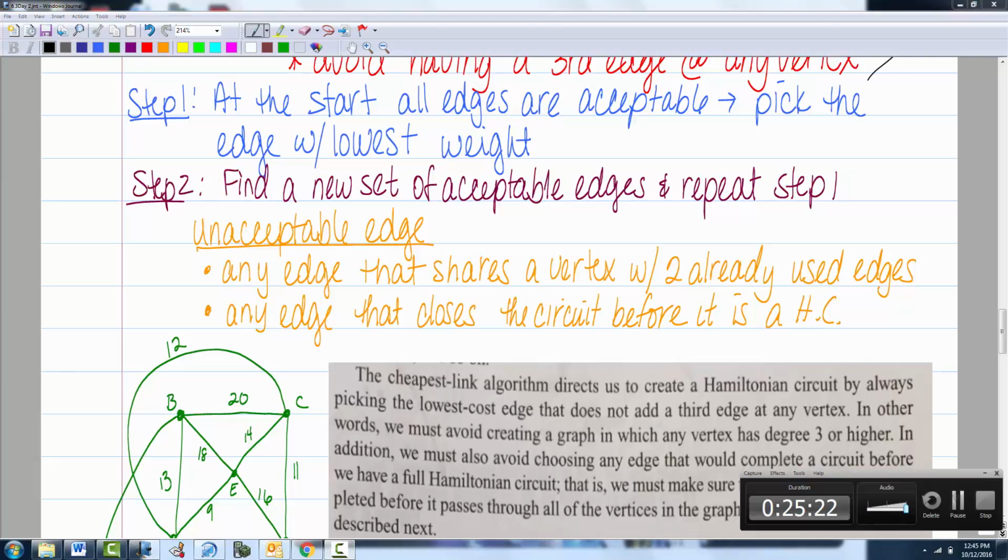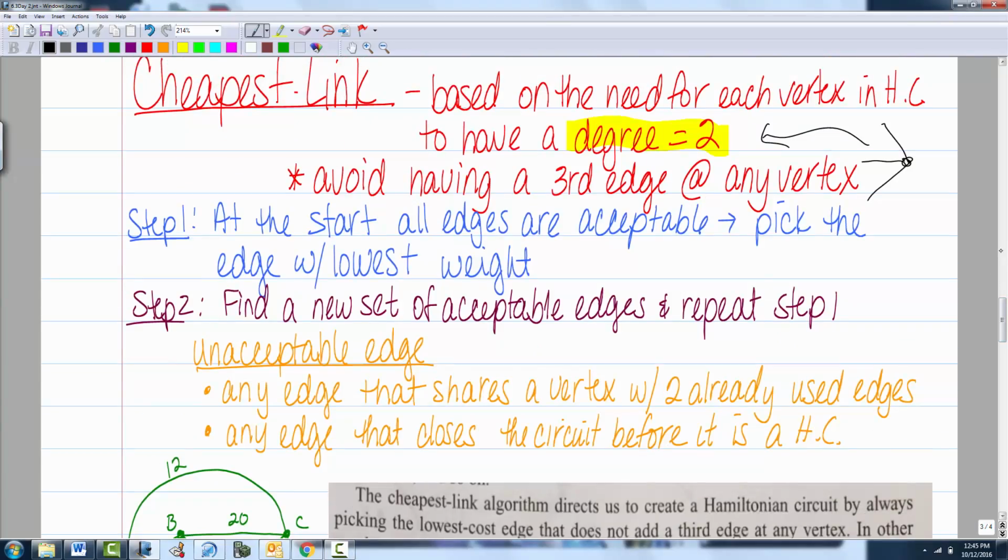So back to this. I think all the words I'm using right now, if you're just listening, this will make this a lot easier. Okay, so at the start, all edges are acceptable. So you have to select an edge. You have to connect something. The UPS driver has to go from this connection to this one. So the first one you're going to pick is the one with the lowest weight, because that's the shortest distance between two of the houses that he has to go to. Certainly one that we want to do.